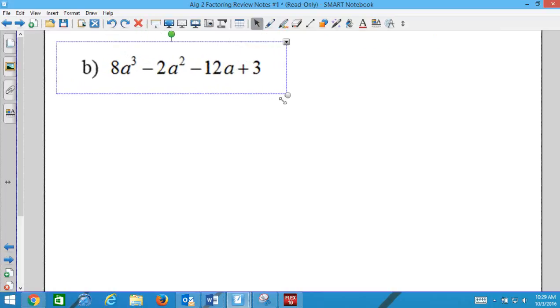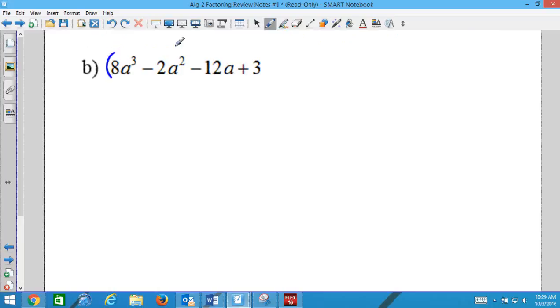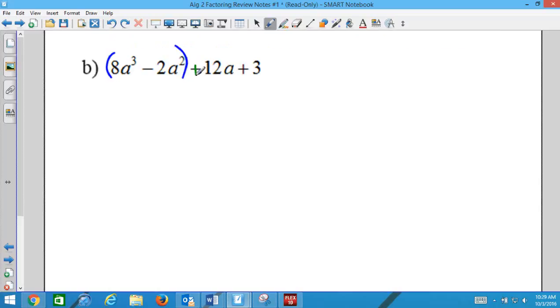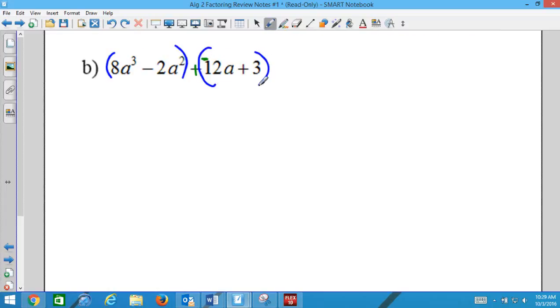So example B, what are we going to do first? I tried to group them, but I know there has to be a plus sign in the middle, and there's nothing we can do about that. I can't have a minus sign in between. So instead of minus 12, I change it into plus negative 12. And then when I draw my parentheses, the negative is on the inside, but the plus is in between.